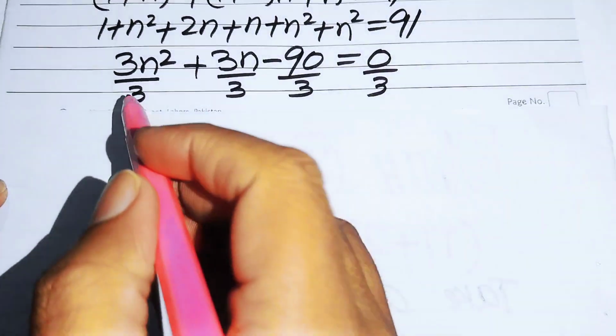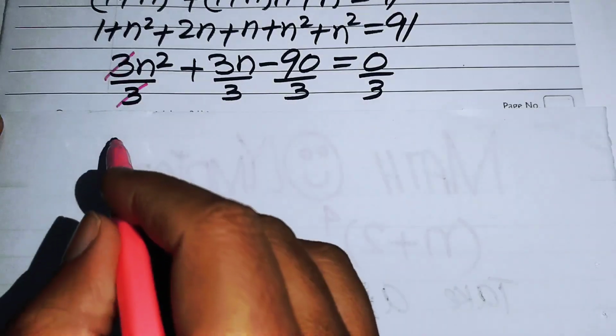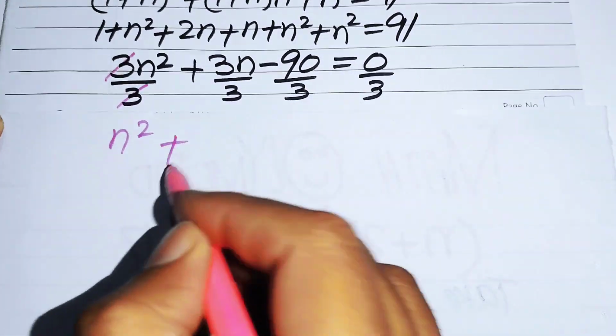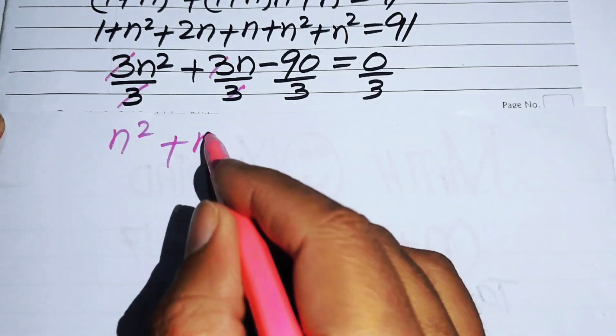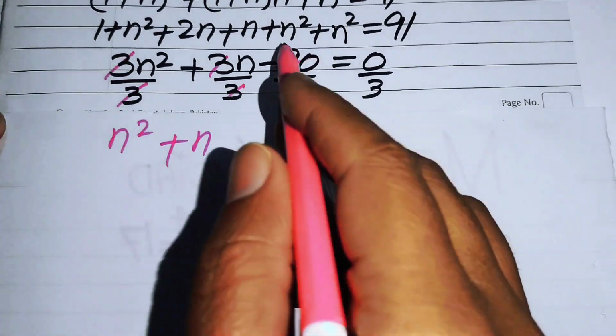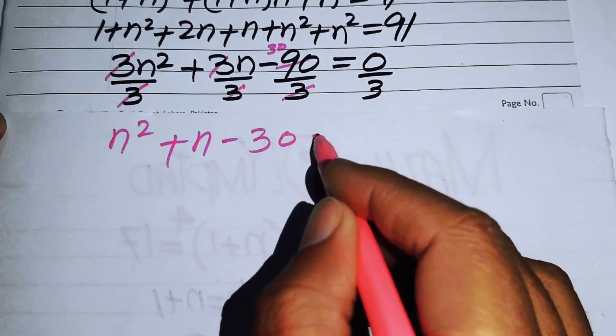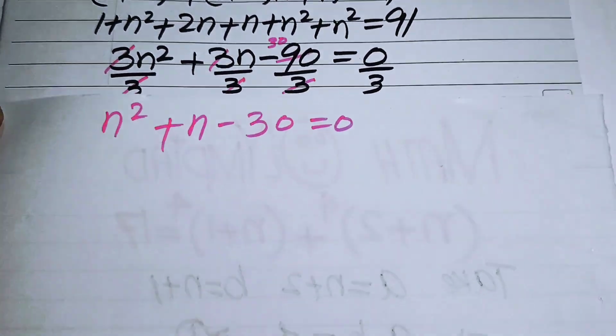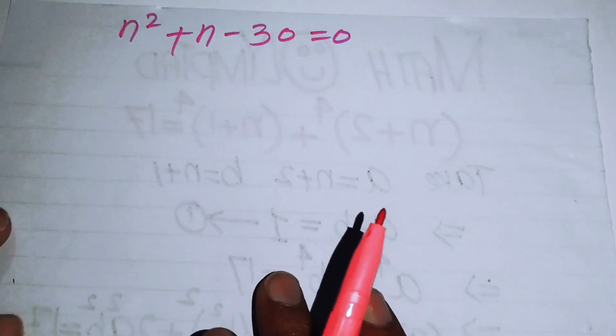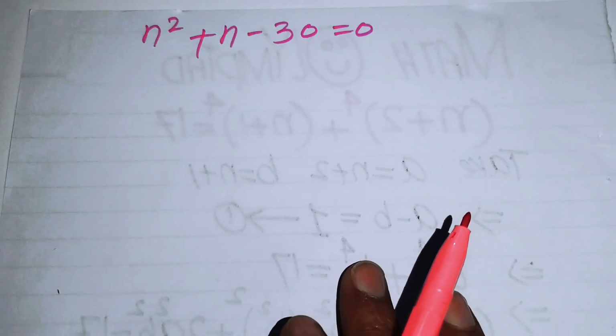After dividing by 3, you see here this 3 and 3 are gone, and here you get n squared, plus here this 3 and 3 are gone and you get n, and you see that 3 times 10 is 30, and you obtain here minus 30, and this whole equals 0. So now we will make the factors of this equation.